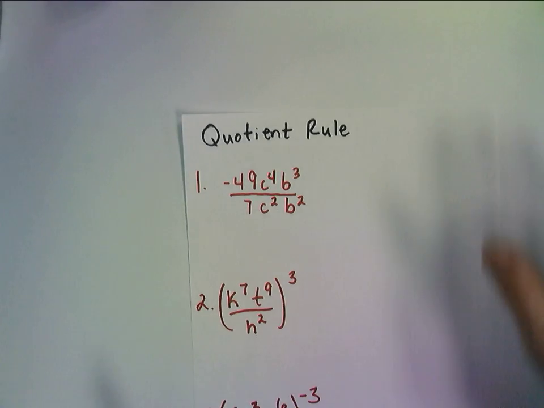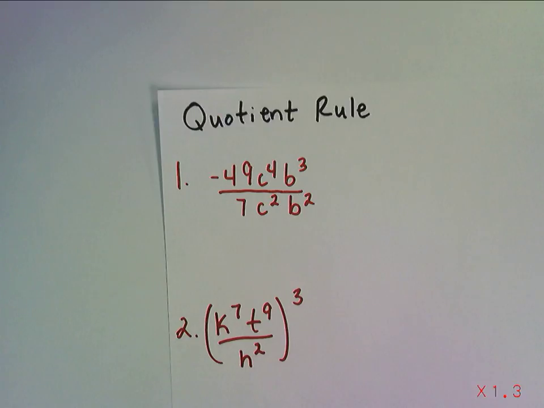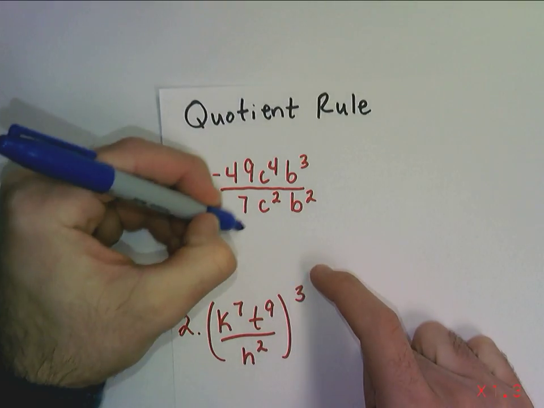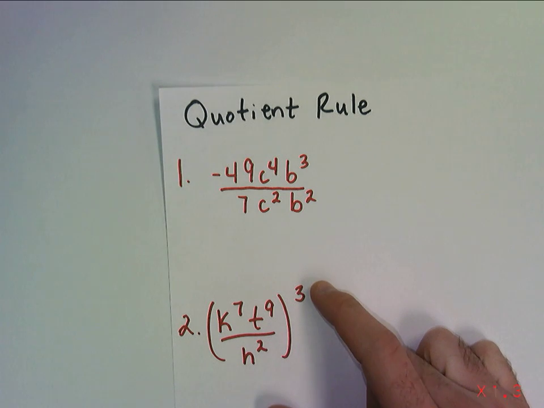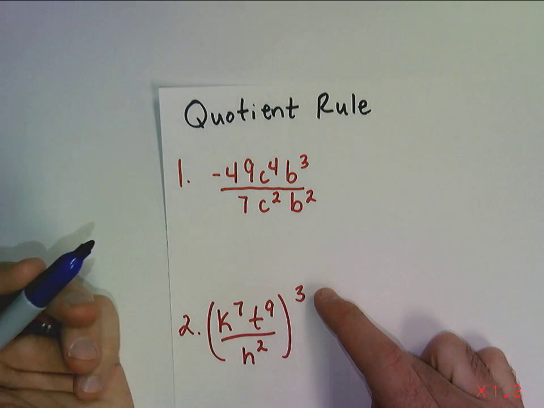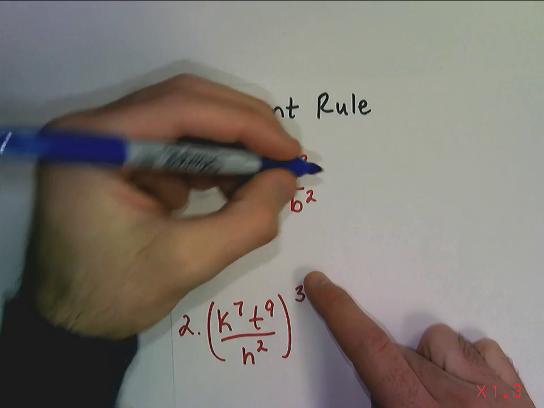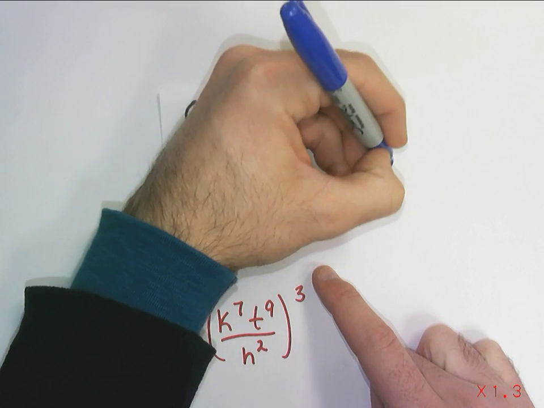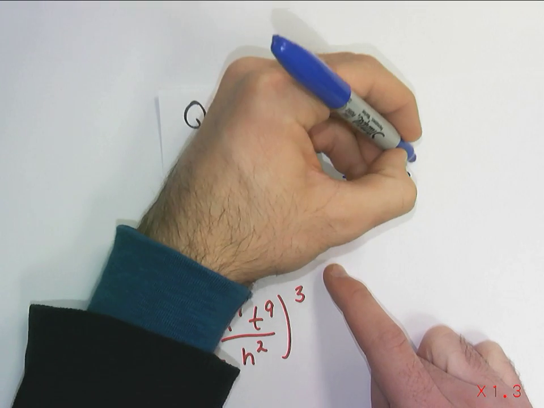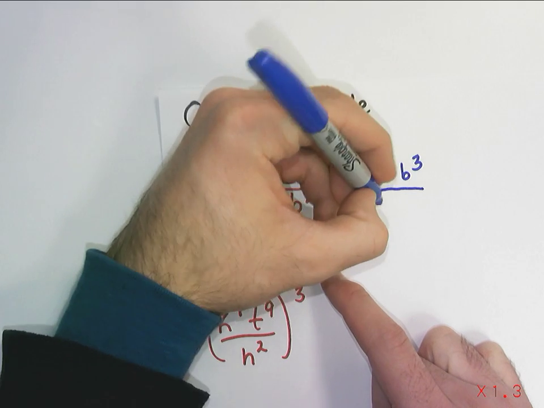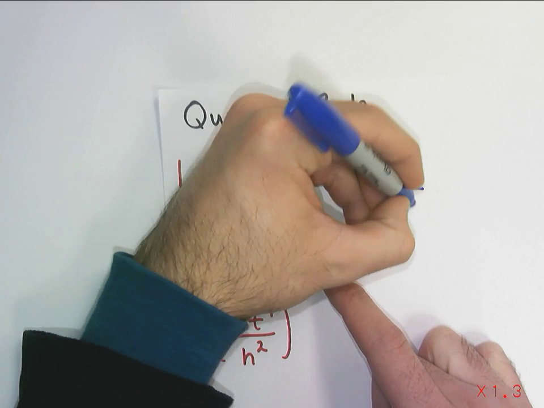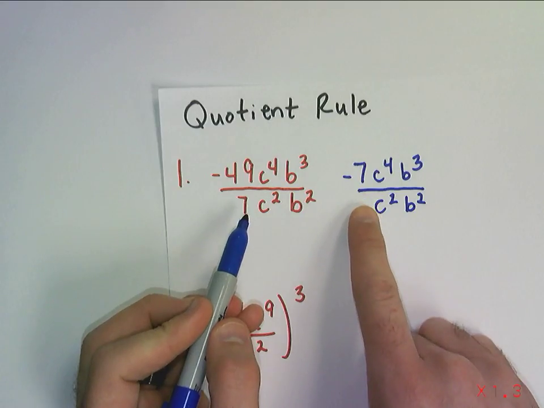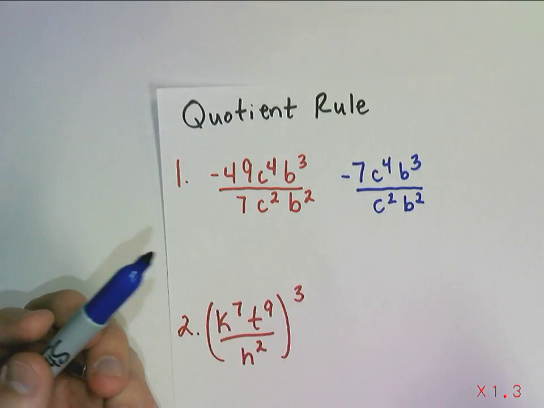First and foremost, what I want to do with this one is take care of these coefficients. With coefficients, you're just going to divide like you normally would. So negative 49 divided by 7 gives me negative 7. And then I'm just going to put everything back that was here: c to the fourth, b to the third, divided by c squared, b squared. Now we got rid of the 7, so this is just a 1 here. So that's completely reduced.